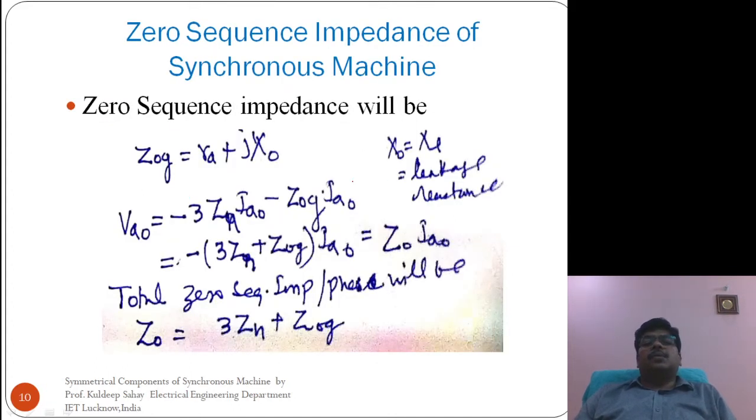So zero sequence impedance Z0G will be equal to its armature resistance plus the zero sequence reactance. If armature resistance is neglected, this will be jX0, and that will be equal to the leakage reactance.